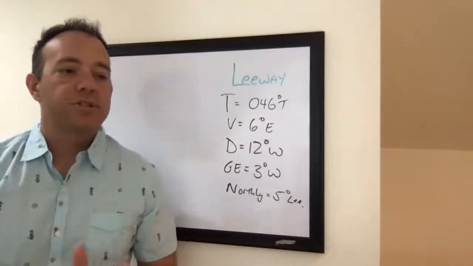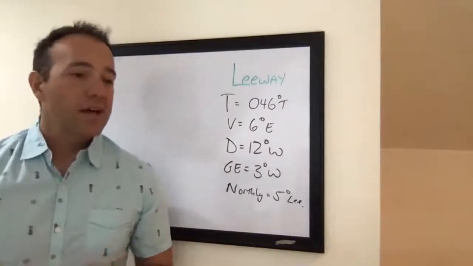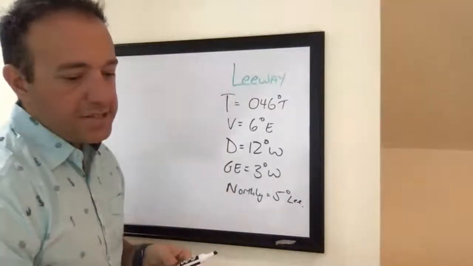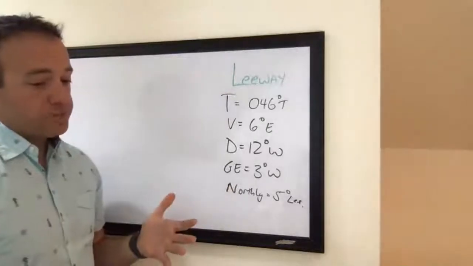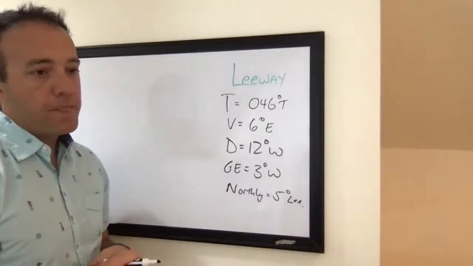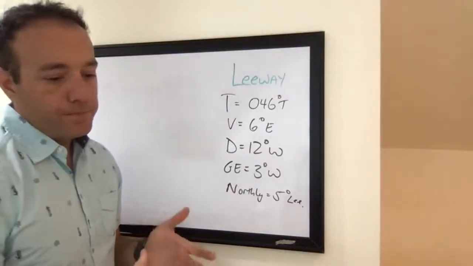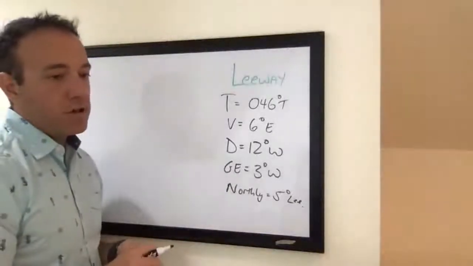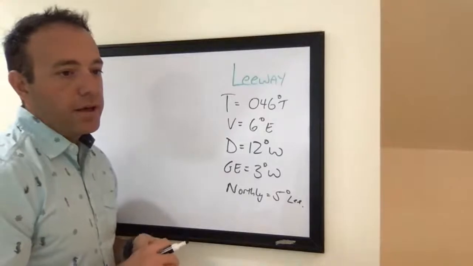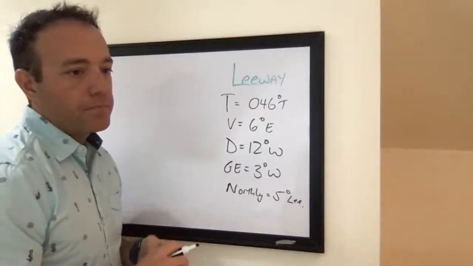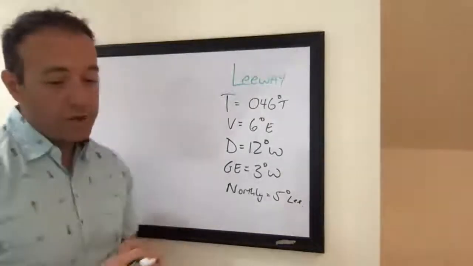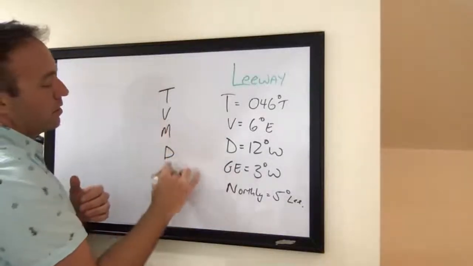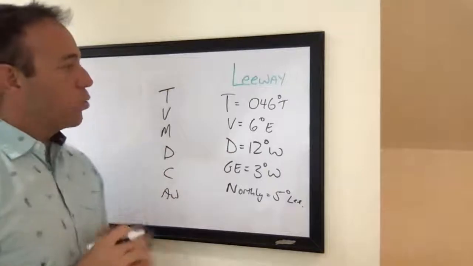What is the course to steer per standard magnetic compass to make good a true course? In this case, they give us some gyro information, but it's not actually necessary to solve the problem. So all we have to do is plug in the TVMDC-style acronym. And so what's given to us?